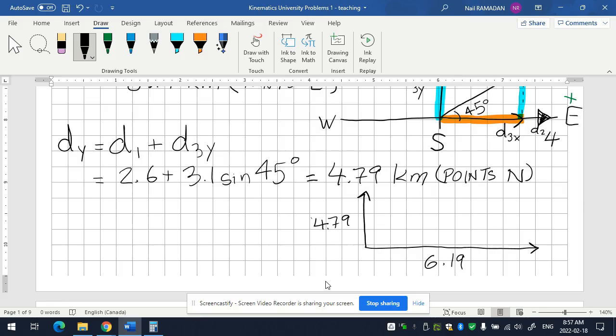Oh, we're doing this worksheet. The first problem. Sorry, this one. The university problem.